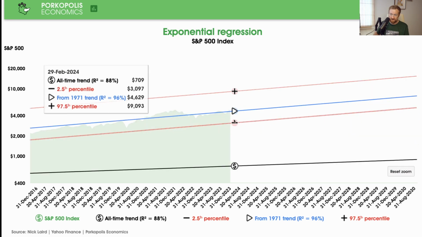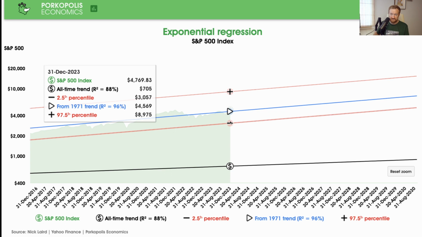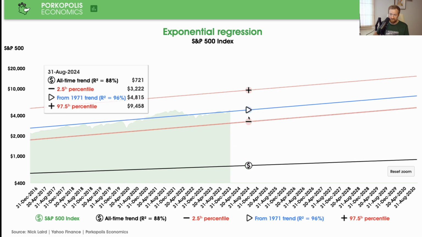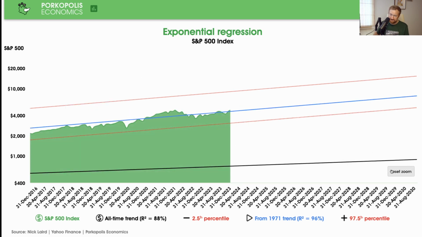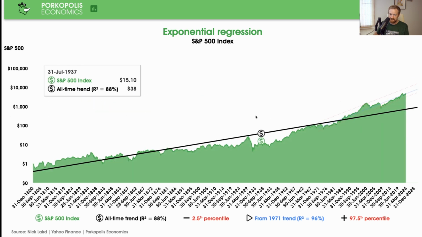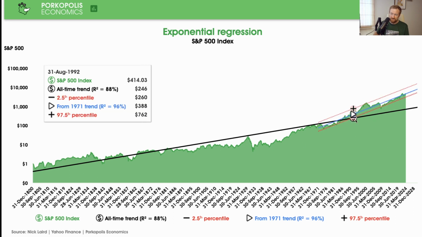We can zoom in even more. As of December 2023, trend is 4,569 on the S&P. The index itself is 4,769. So smack dab on trend. That's interesting. All right, and I figured I should give you this additional context, because the bird's eye view is also very interesting to see, but when you zoom into what's been happening over the last few decades, you also get a different picture.